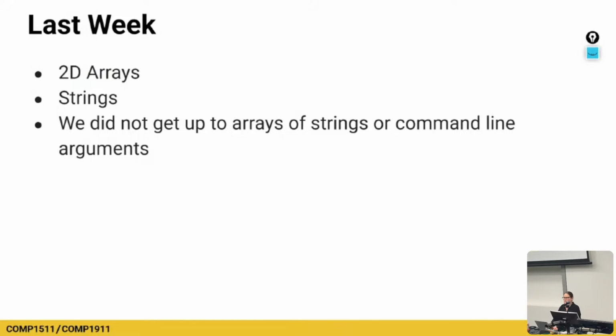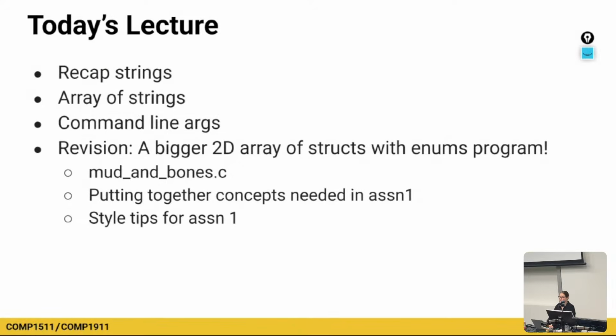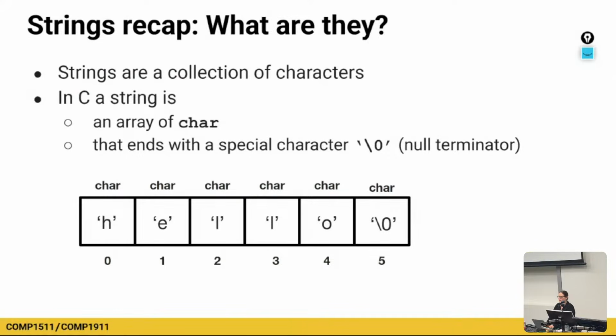We also looked at strings last week. We'll do a little bit of a recap of strings today. We didn't get up to arrays of strings or command line arguments, so we'll do those today. Then in the second half, we will do a revision program. It'll be a bit of a longer programming example than we usually do in lectures. We're going to be putting basically everything together into one program, basically up to 2D arrays. And hopefully that will help you get started with the assignment if you haven't started already. All right, are we ready to go?